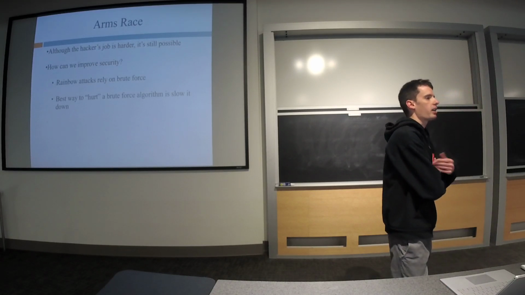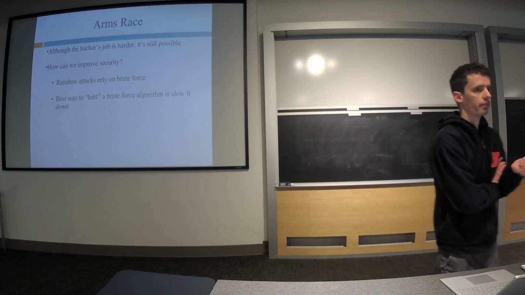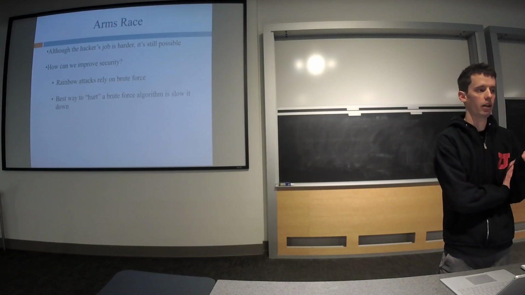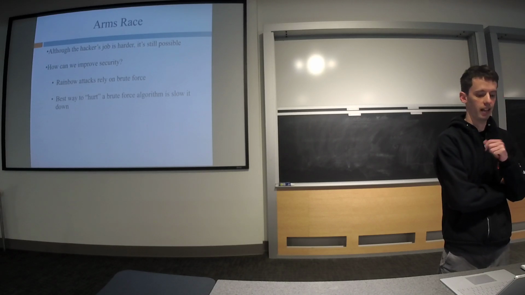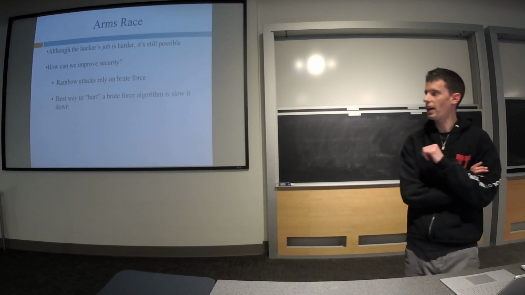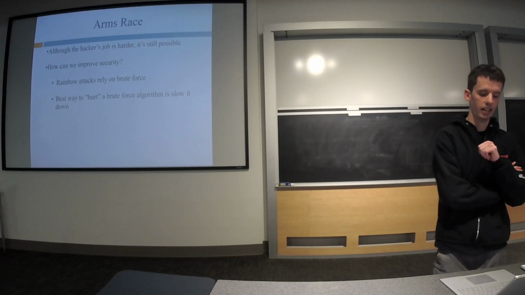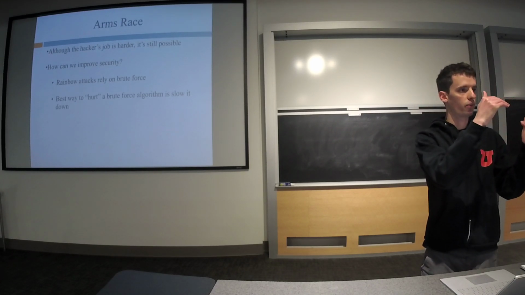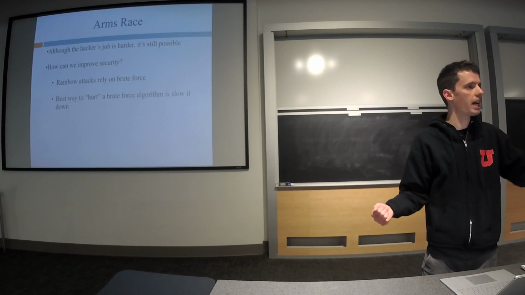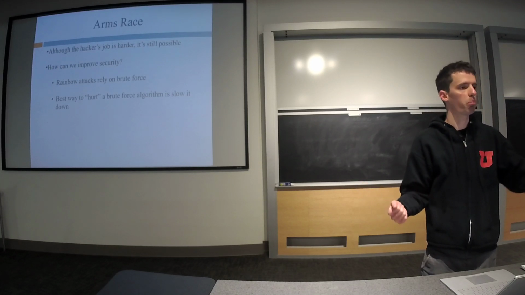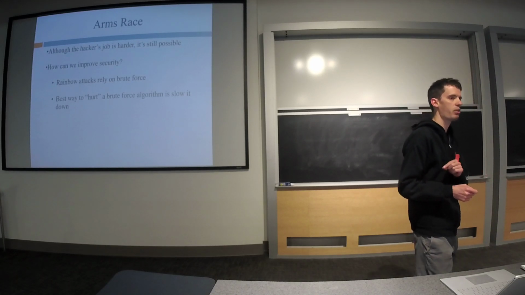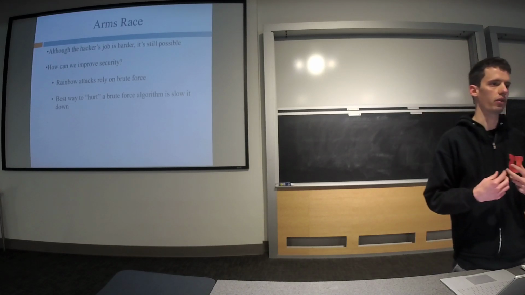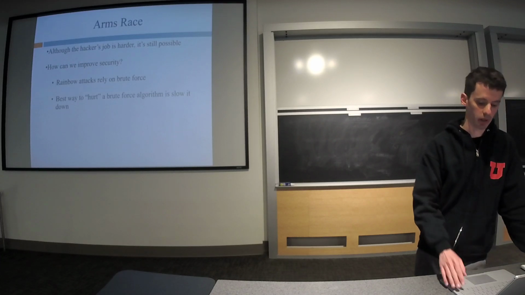Well, a rainbow attack is basically a brute force attack. So how do we hurt a brute force algorithm? Just slow it down. The algorithm I'm talking about is, for a ton of combinations of hashes and of salts and passwords, produce a hash. That produce-a-hash part is the only part we have control over, and that's the part we need to slow down.